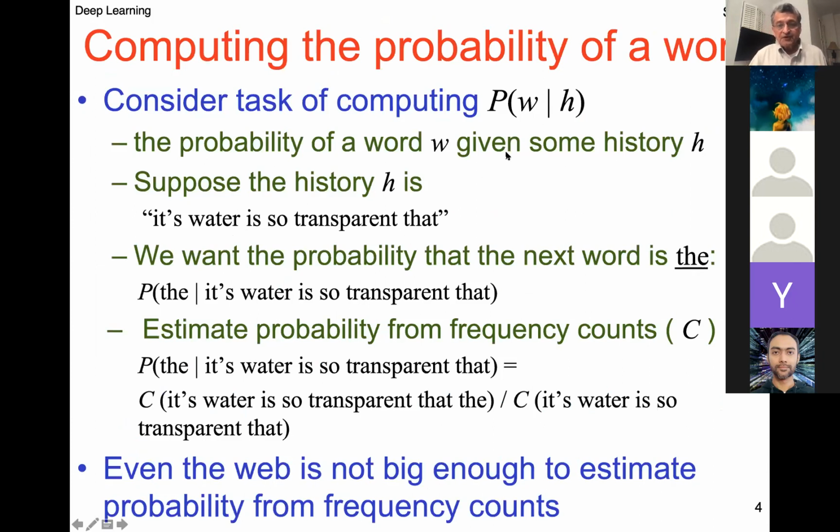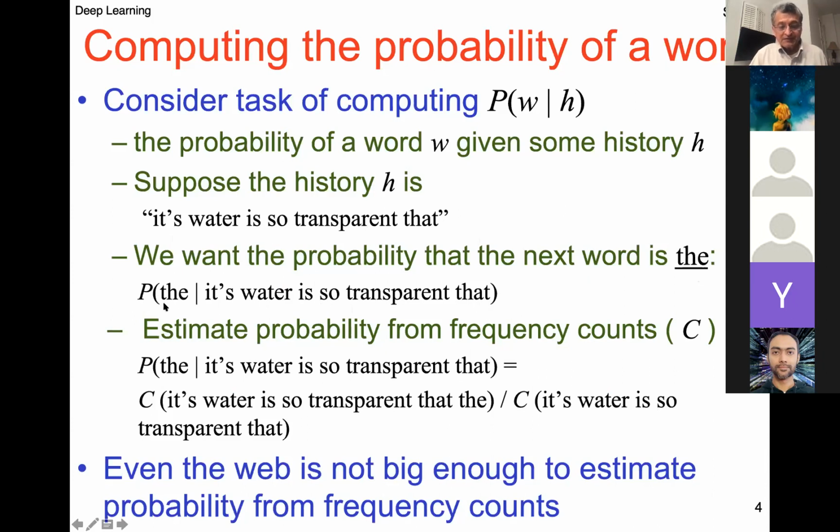Consider the task of computing the probability of W given H, the probability of word W given some history. Oh, H is not hidden. This is history. So supposing the history H is "its water is so transparent that", supposing somebody typed that in, we want the probability that the next word is "the". What is the probability of "the" given "its water is so transparent that"?